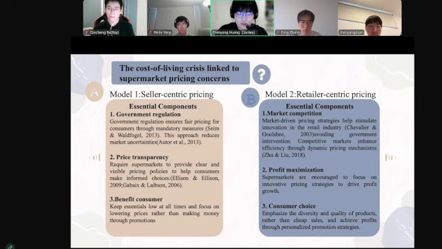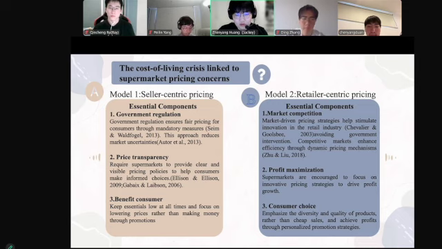The second is price transparency, requiring supermarkets to provide clear and visible pricing policies to help consumers make informed choices. The third is benefit consumer, keeping essentials low at all times and focusing on lowering prices rather than making money through promotions. A second model is about retailer-centric pricing.